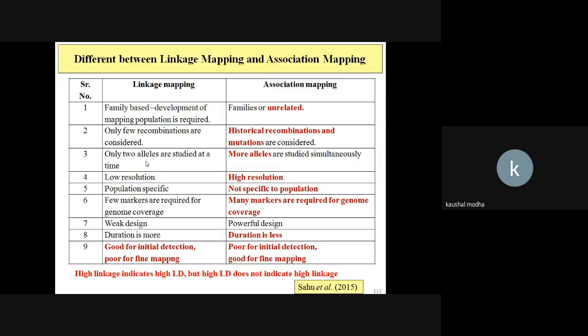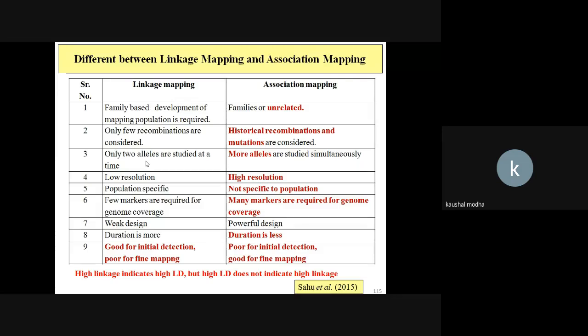The results of association mapping are not specific to a population. It is applicable to the entire species because we are considering all historical recombination. We are considering multiple alleles at a time. So it is not specific to a population. The results are applicable to the whole species.